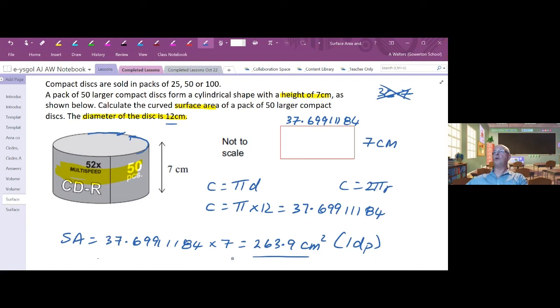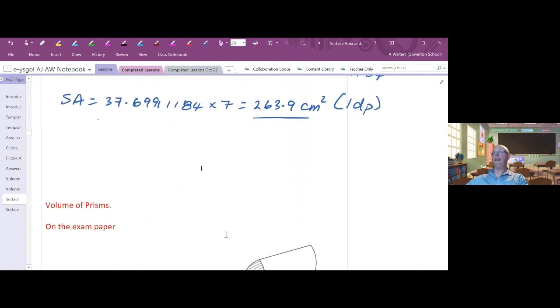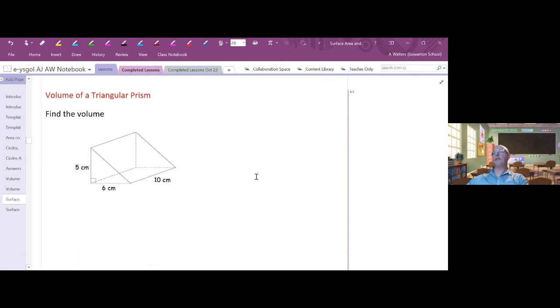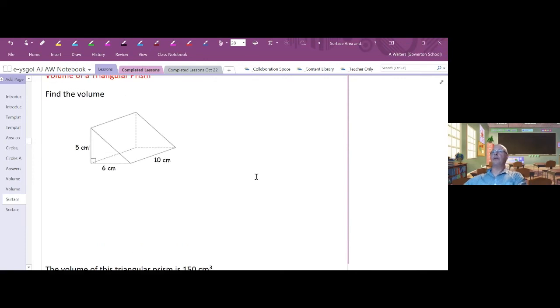Okay, so now we're going to go on and have a look at a few volume questions. You are given this formula on the front page of your exam paper, amongst other formulas. So it's the area of the cross section, I call it the cross-sectional area, times the length. So this is the first shape. You can have a go at this now and then play back when you're ready.